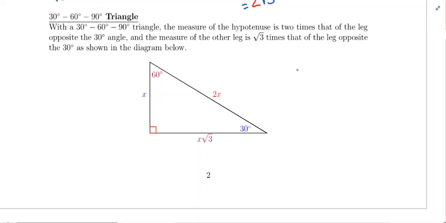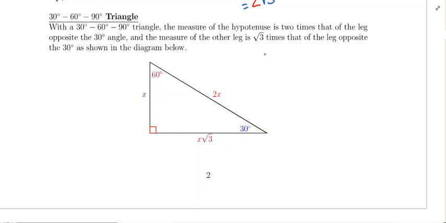Another type of special right triangle that will be helpful to know when building the unit circle is a 30, 60, 90 degree triangle. So what I have here at the bottom of page 2 is a generic drawing of a 30, 60, 90 degree triangle. And it says, with a 30, 60, 90 degree triangle, the measure of the hypotenuse is 2 times that of the leg opposite the 30-degree angle, and the measure of the other leg is the square root of 3 times that of the leg opposite the 30-degree angle, as shown in the diagram below.